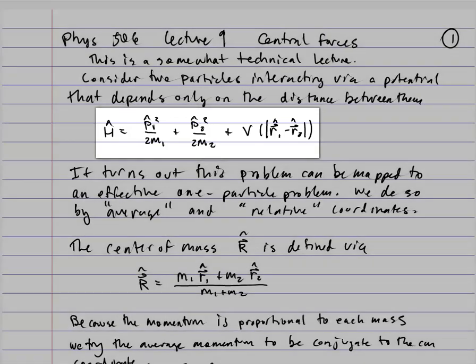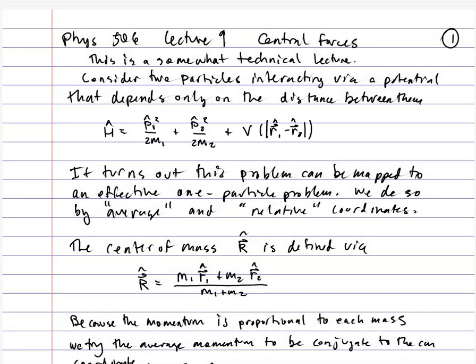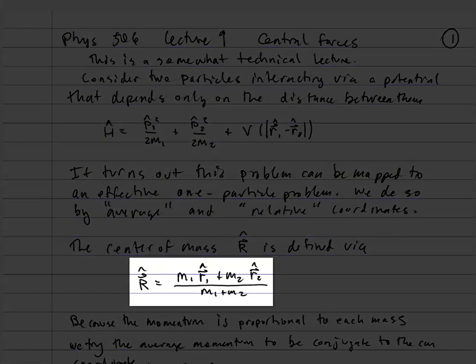Now it turns out that this problem can be mapped onto an effective one particle problem by using what are called average and relative coordinates. Now you probably remember from classical mechanics the definition of the center of mass. I'm going to call it big R. It's given by m1r1 plus m2r2 divided by m1 plus m2. It's a weighted average of the position according to the mass of each particle.